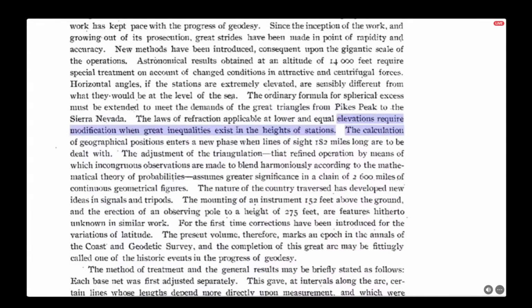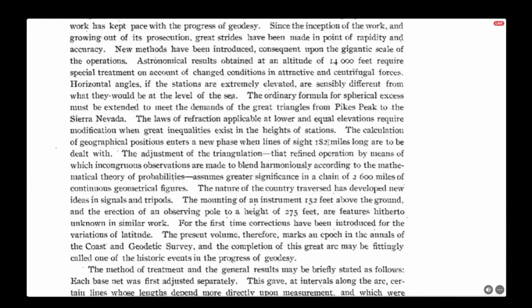I mean, when you're taking measurements of 1,000 miles across based on optics and you're through a valley of fog? I mean, maybe. The calculation of geographical positions enters a new phase when lines of sight 182 miles long are to be dealt with. Remember, the instrument they're using has never been used more than 182 miles absolute max. No, don't worry about it. That was totally accurate. The adjustment of the triangulation, that refined operation by means of which incongruous observations are made to blend harmoniously according to the mathematical theory of probabilities.